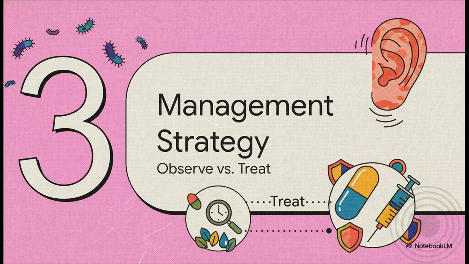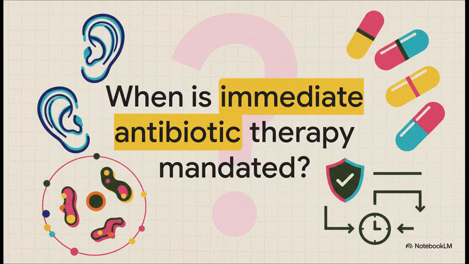So you've confidently made the diagnosis. Now you've reached the central decision point, and that's what we're tackling in Module 3. Do you start antibiotics right away, or is it okay to observe for a bit? This question is really at the heart of antibiotic stewardship when it comes to AOM. The clinical practice guidelines are very, very specific about the criteria that absolutely require you to start treatment immediately.